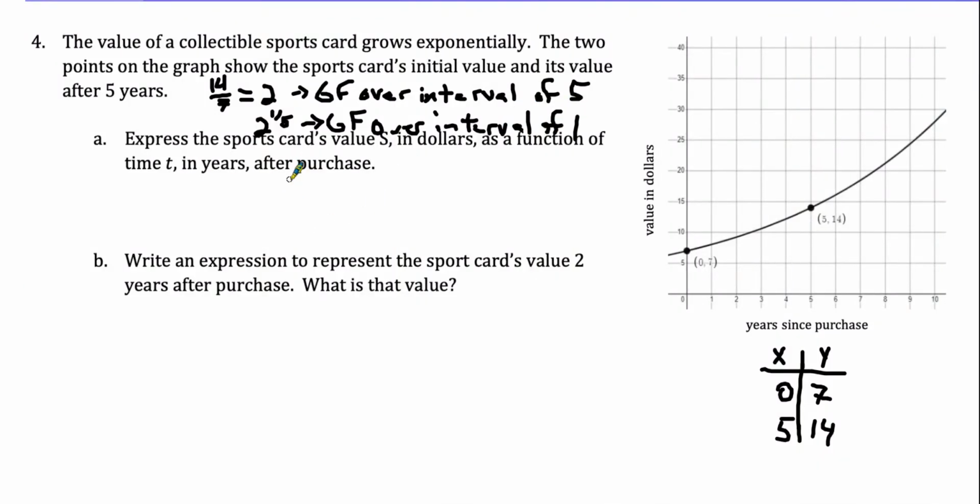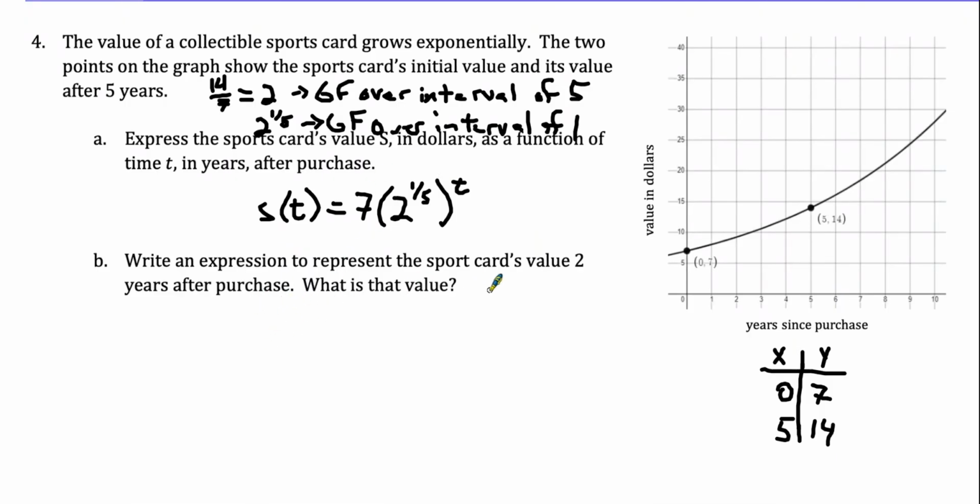So to write my function then, it tells us to use s for our function and t for our variable. So I'll write this as s of t equals the starting value. So the starting value is 7. That's my y-intercept. That's the y value when x is 0. So 7 times, and we just determined that the growth factor for every 1 year would be 2 to the 1/5 power, and then to the t power. So there's my function that represents this situation.